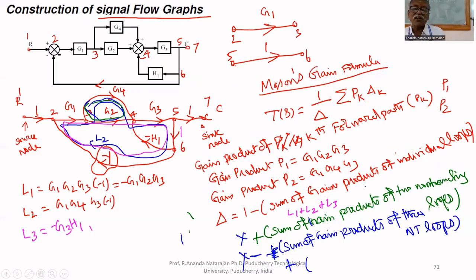Okay, now we got L1, L2, L3, only individual loops, no non-touching loops. We can write the formula. Delta means what? 1 minus the sum of gain products of individual loops. All of the other terms are not there. There is no two non-touching loops. There is no three non-touching loops. That's all. So we got delta. Now we do not know what is the meaning of delta K. That we have to find.